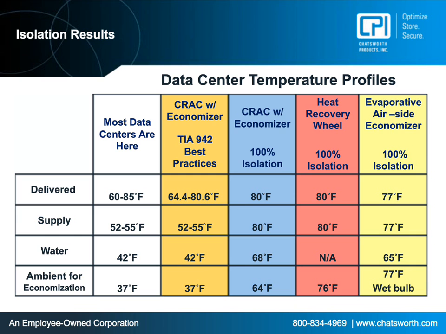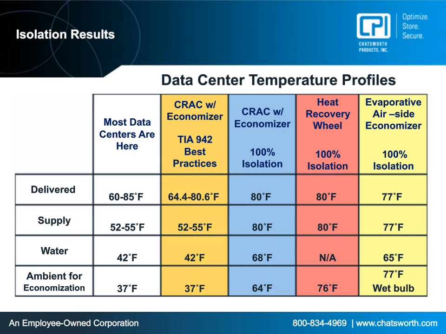And if you go down to the last row of that slide, it says ambient for economization. So if I supply 80-degree air, I can get in the 60s. When I'm in the 60s, I can get in a regular data center, I can start turning off my CRAC units and start getting some sort of economization.